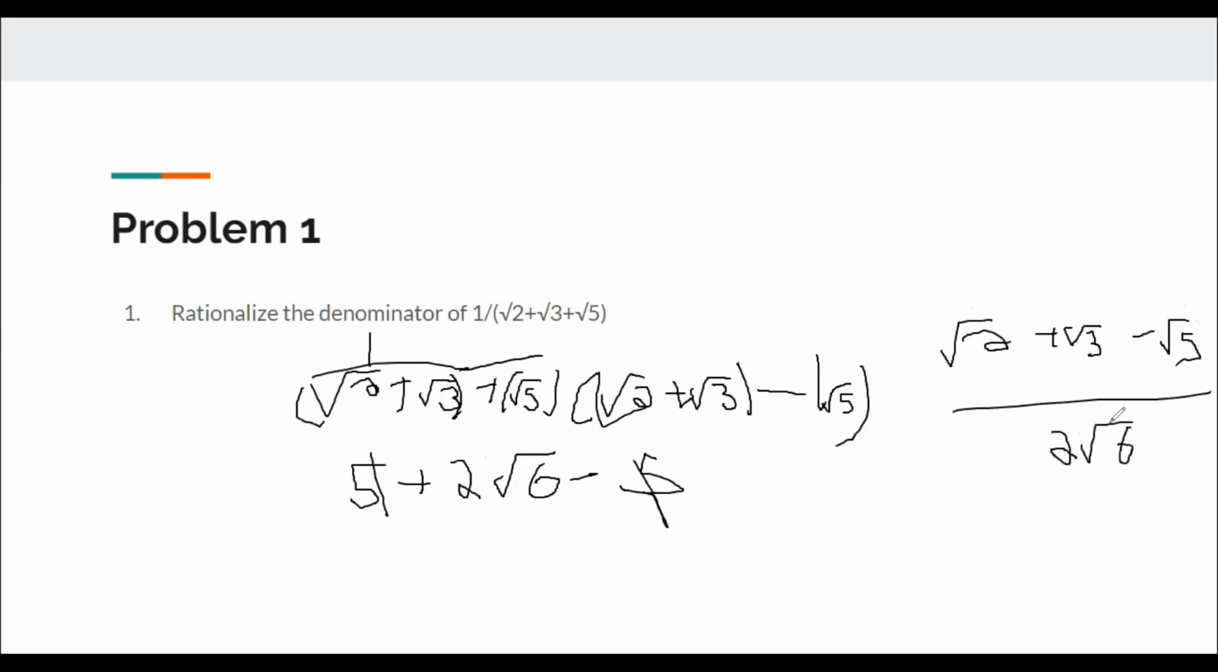Now you can multiply root 6 to both the numerator and denominator. This is going to become root 12, which is 2 root 3, plus 3 root 2, minus root 30, all over 12. So that's our answer. That's what you get, because now this is rationalized. No radical in the denominator.